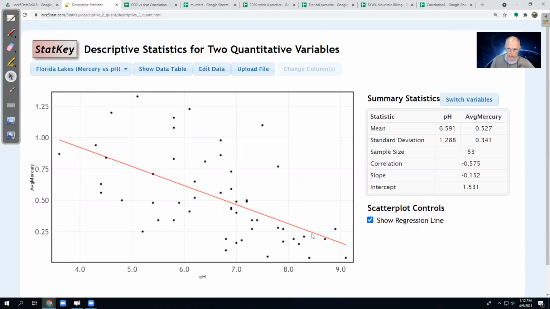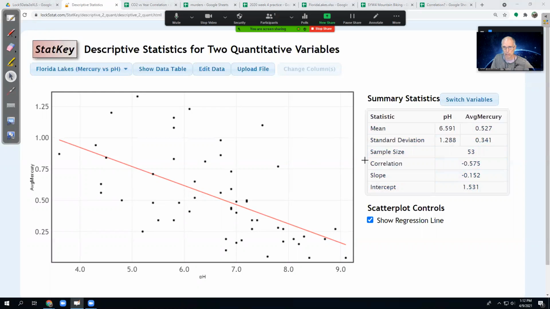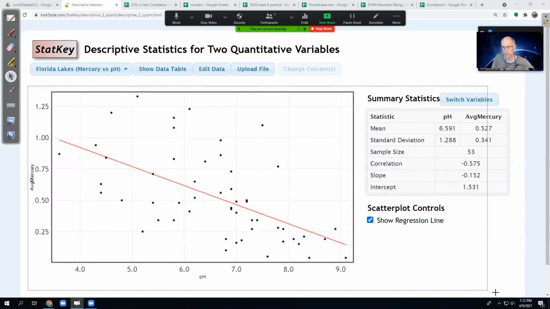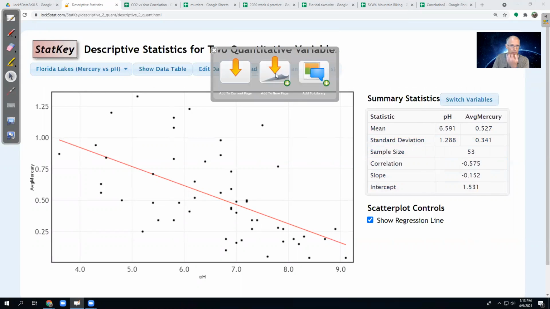StatKey calculates a whole bunch of things for me. It gives me a mean and standard deviation for pH, and a mean and standard deviation for average mercury. I'm not going to use those this time. It tells me there are 53 samples here, so 53 points. They're giving me a correlation, an r, a slope, and an intercept. So I'm just going to grab some of this data and the graph. Actually, let's just grab it all and figure out what it tells us.